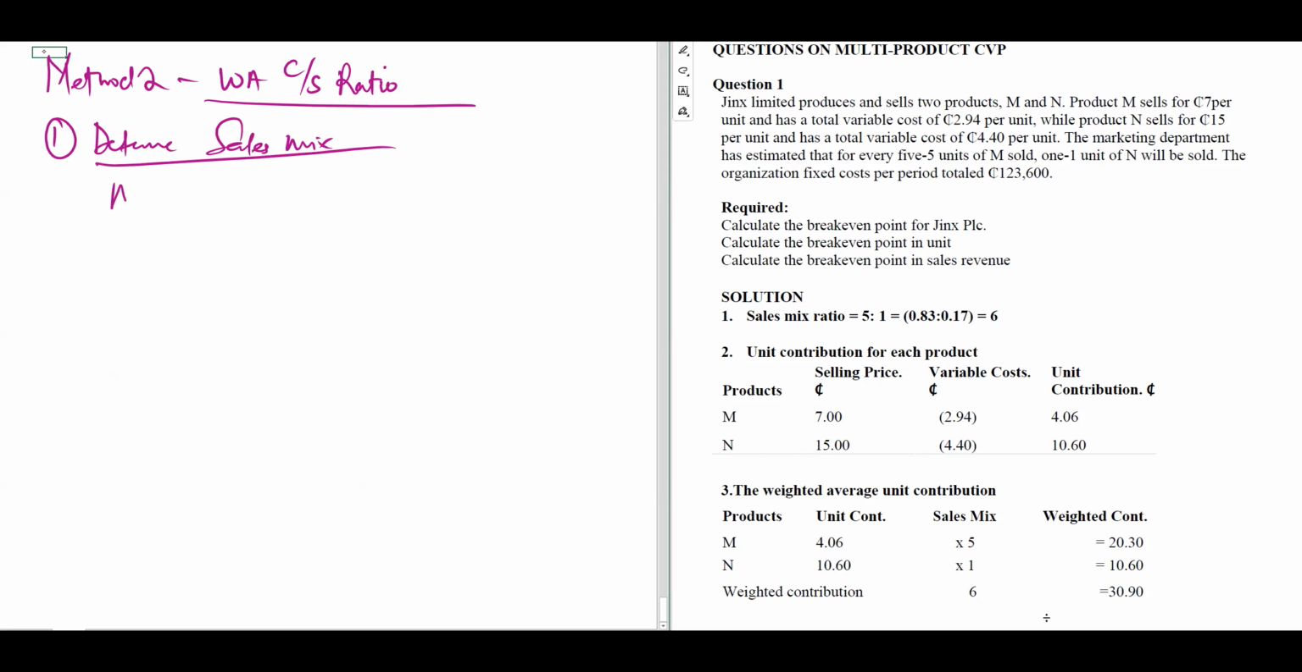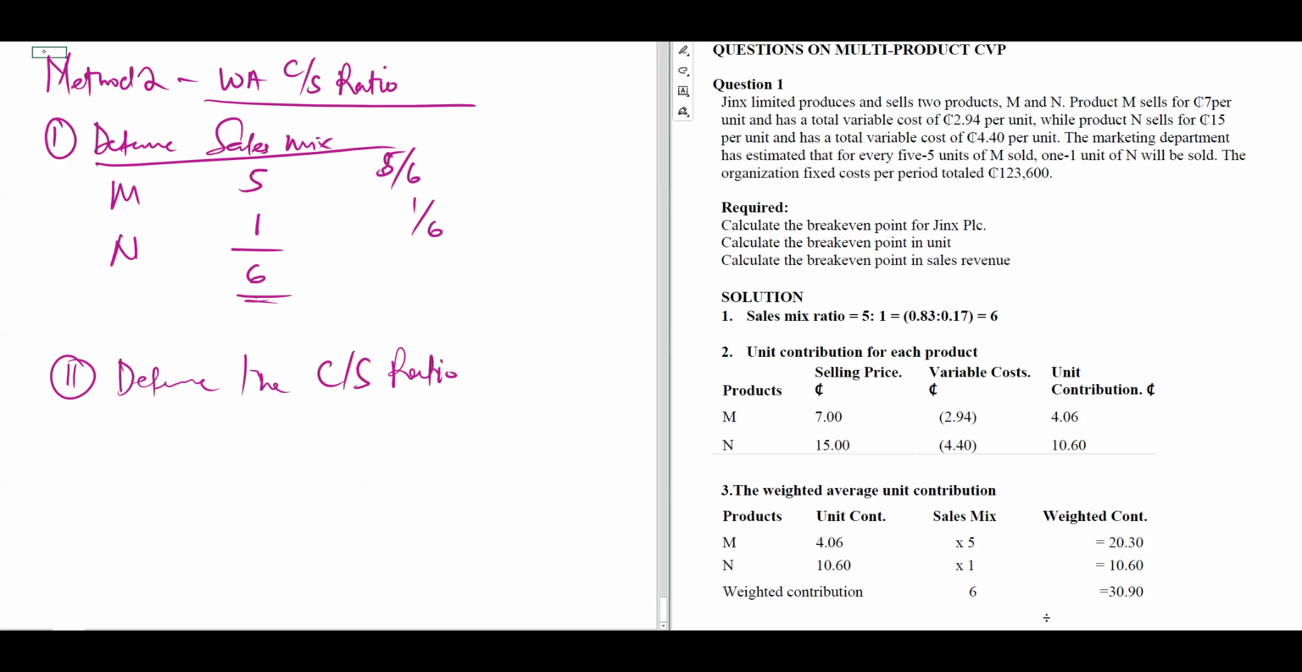We know the sales mix of M and N: when we sell 5 units of M, we sell 1 unit of N, giving us 6. So the sales mix becomes 5 out of 6 and 1 out of 6. After this, the next step is to determine the CS ratio. So this is the CS ratio approach.